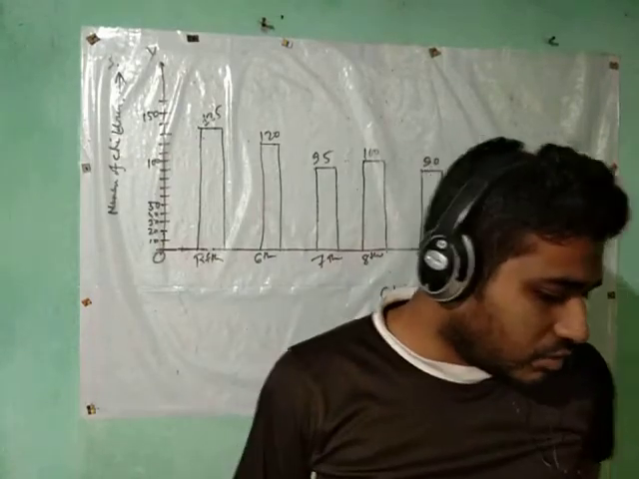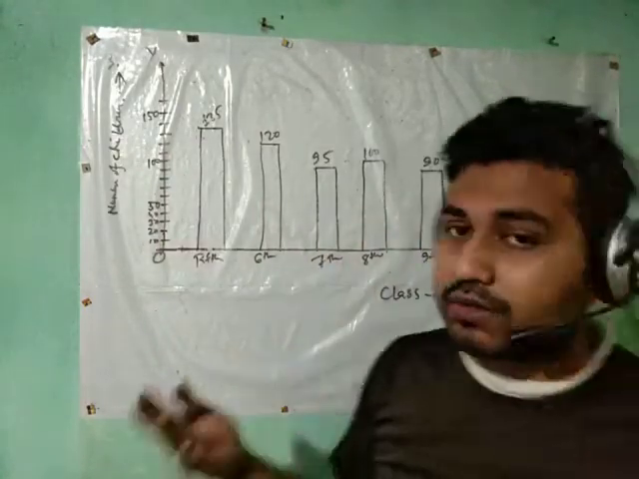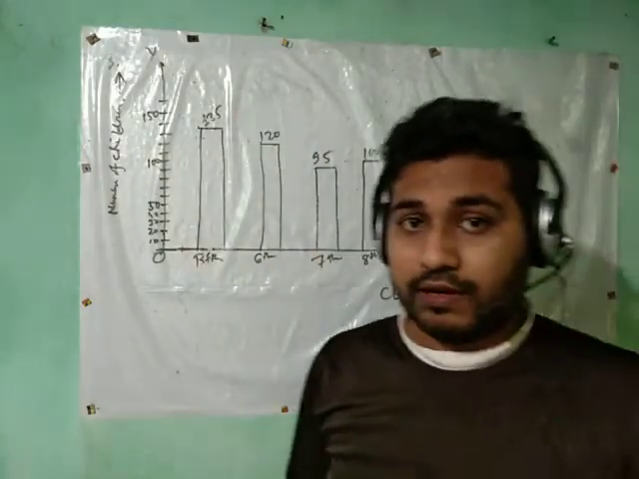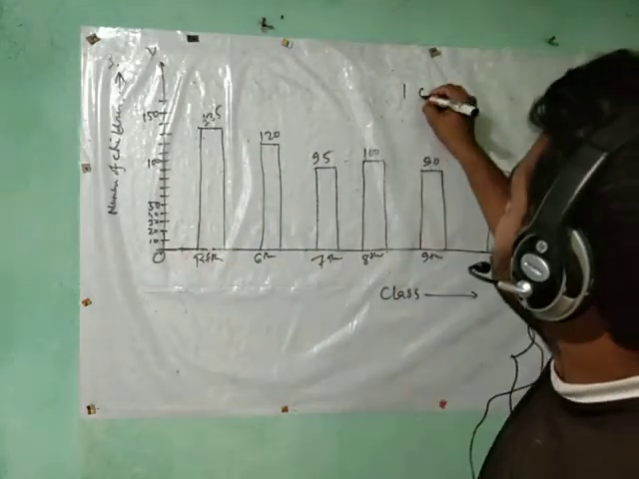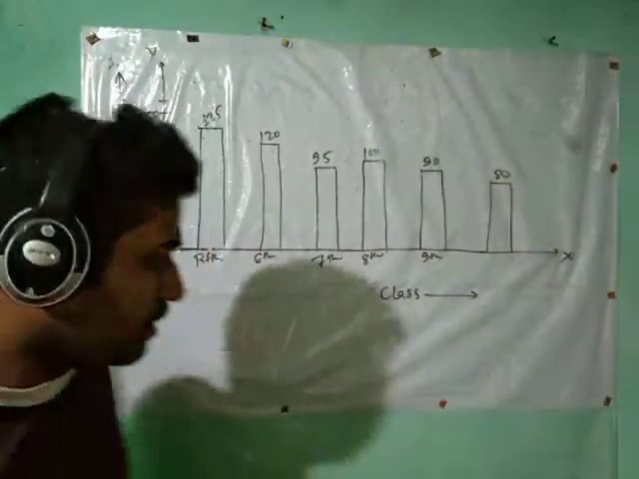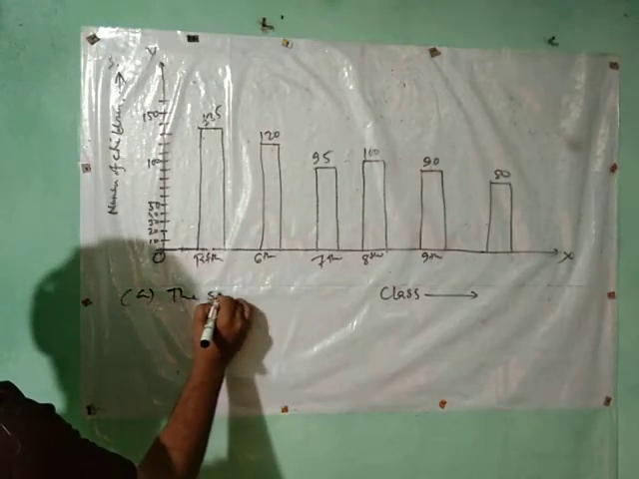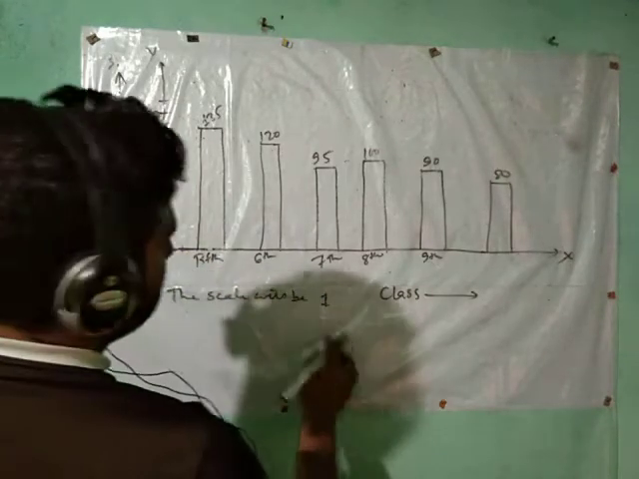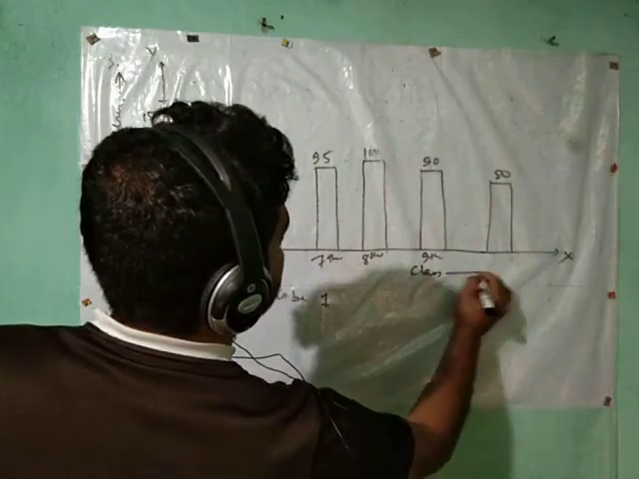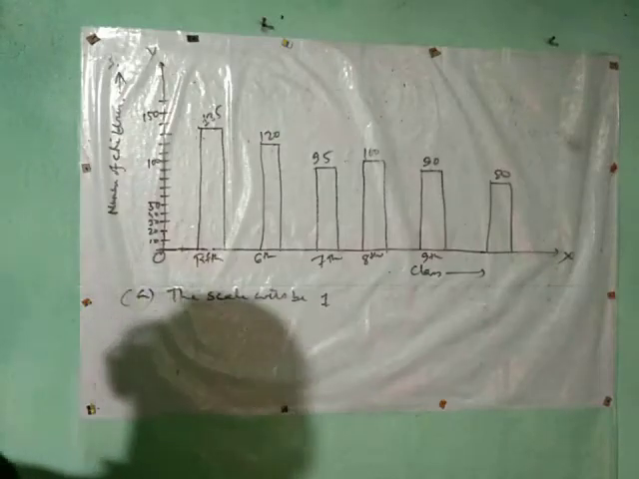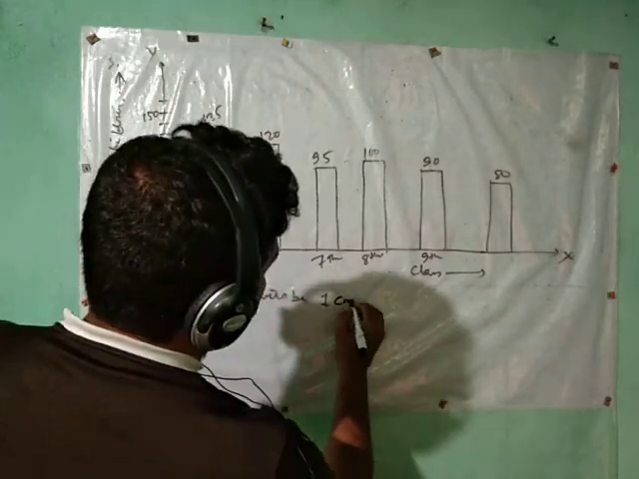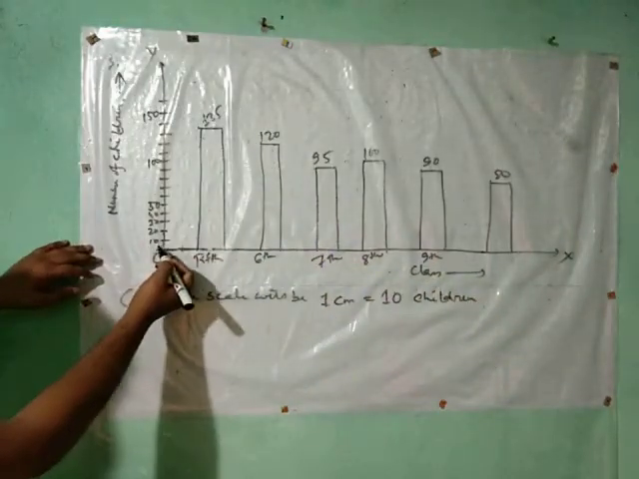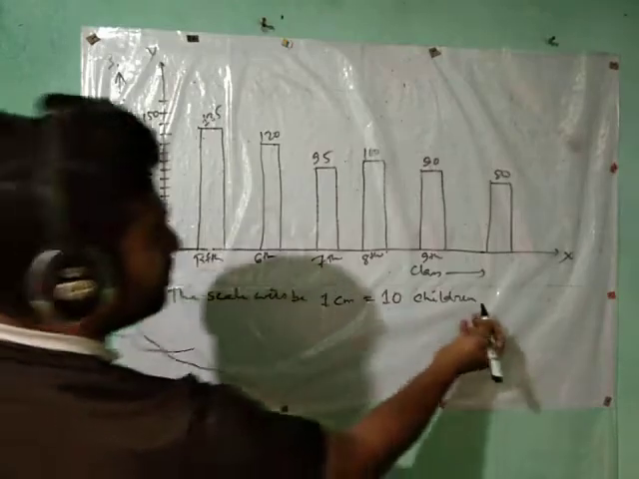Now question number A: how would you choose a scale? This type of question doesn't normally come. Definitely 10, 10, 10. Our scale will be 1 centimeter. Your answer will be written below. Number A's answer: the scale will be 1 centimeter equals 10 children. That is what we have taken, 1 centimeter equals 10 students. This is our scale.